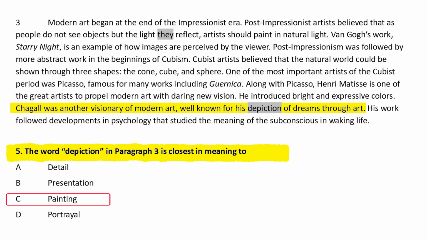C, painting. This sounds possible because we are talking about art, right? But the word painting refers to a specific medium, like a piece of art made with paint. In contrast, depiction is broader. It's about how something is shown, not the format or medium. So C is too narrow. D says portrayal. Yes, this is the best choice. Portrayal means the representation of something, especially in art or literature. In the sentence, his depiction of dreams means how Chagall represented or portrayed dreams in his artwork. So D is the correct answer.